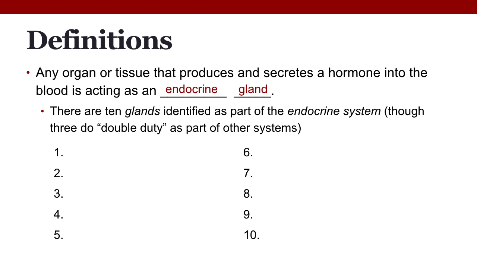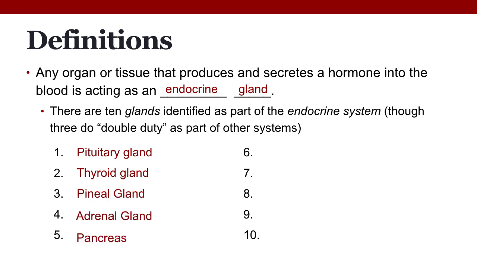So there are 10 glands defined as part of the endocrine system. 3 of them do double duty and perform vital functions in other systems, and you should notice these as we move through this list. So these 10 organs include the pituitary gland, the thyroid gland, the pineal gland, the adrenal gland, the pancreas, the parathyroid gland, the ovary, the testes, these are both gonads, the kidneys, and the heart. Some of these we have just recently discussed in the urinary section.